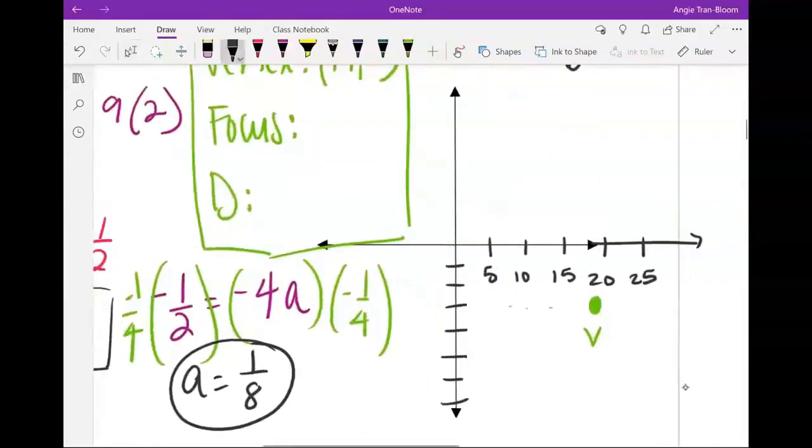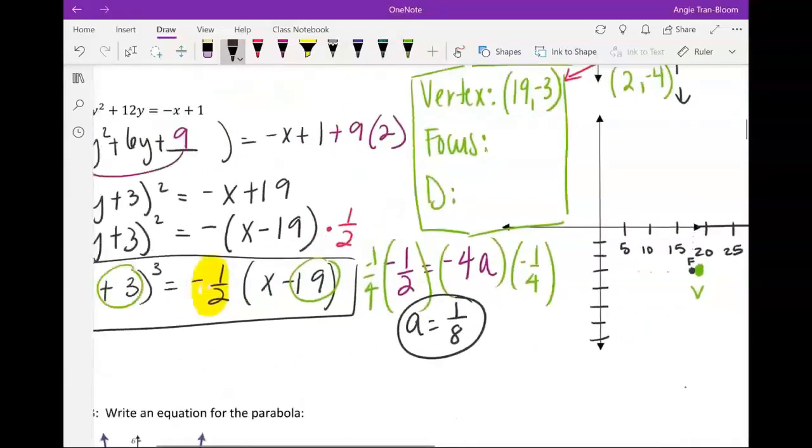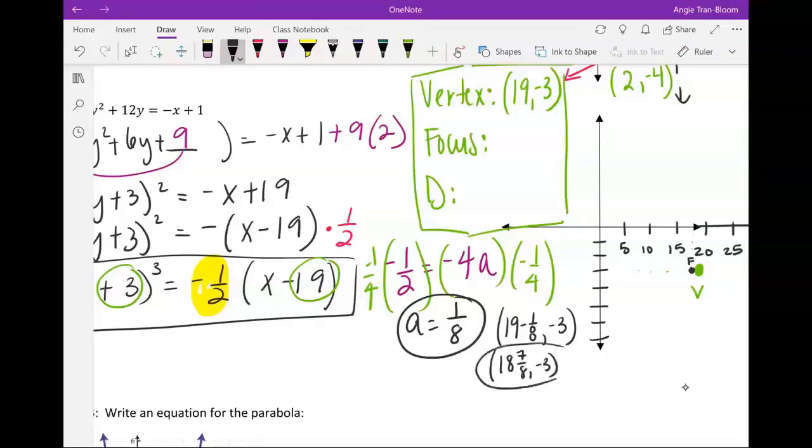So the focus, we know it opens left. So the focus is somewhere here on this left side, and it's going to be super close to the vertex. This is just 1/8. So what does that mean? I'm going to take the x-coordinate of the vertex and subtract 1/8. The x-coordinate of the vertex was 19. So 19 minus 1/8 comma negative 3 is the new ordered pair of the focus. Take away 1/8 is 18 and 7/8 comma negative 3. This is your focus. That gets filled in right here: 18 and 7/8 comma negative 3.